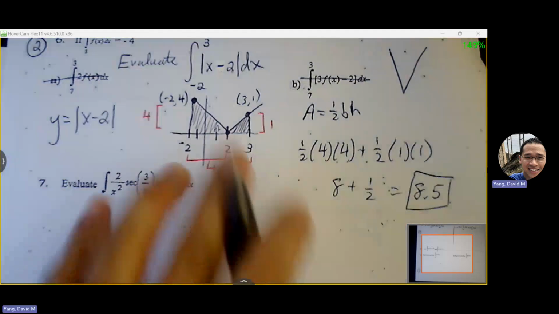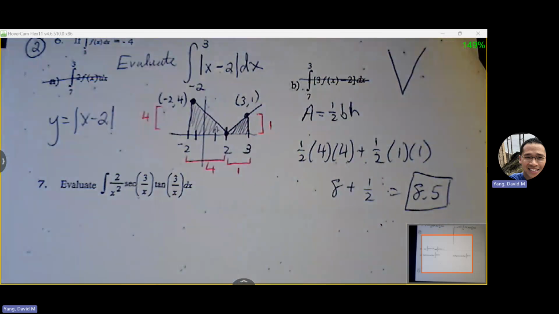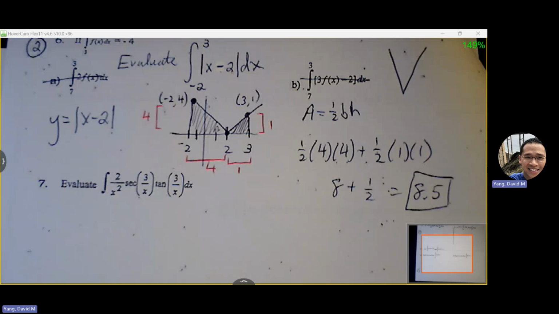So if we're seeing absolute value, we're not going to go through power rule. It's just faster to draw the graph out, and you're going to get nice geometric shapes. So just add up the two triangles for your definite integral.